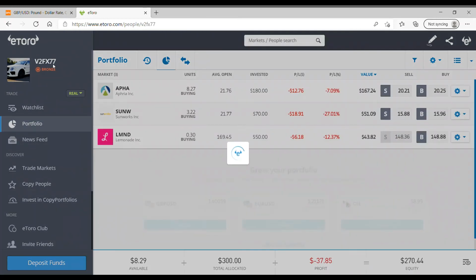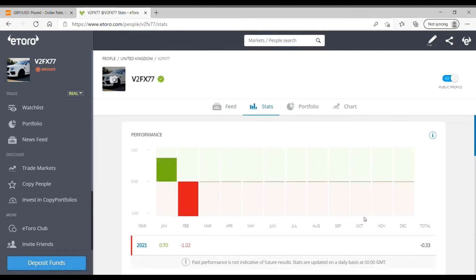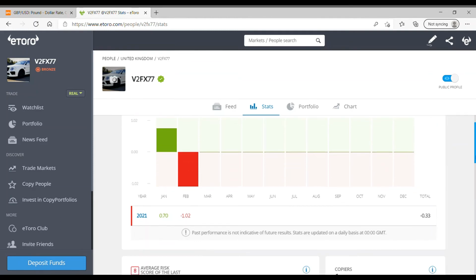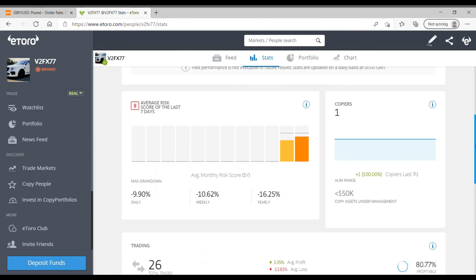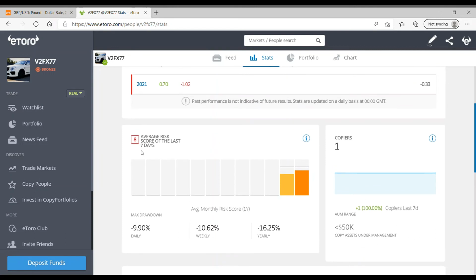The stats at the moment are showing minus 0.33 for the year. That's obviously taking into account the positions we have open at the moment. Risk score level 8. I think that's because I've got more trades in eToro. We're minus 9.9% on the daily, minus 10.62% on the weekly, and minus 16.25% on the yearly.